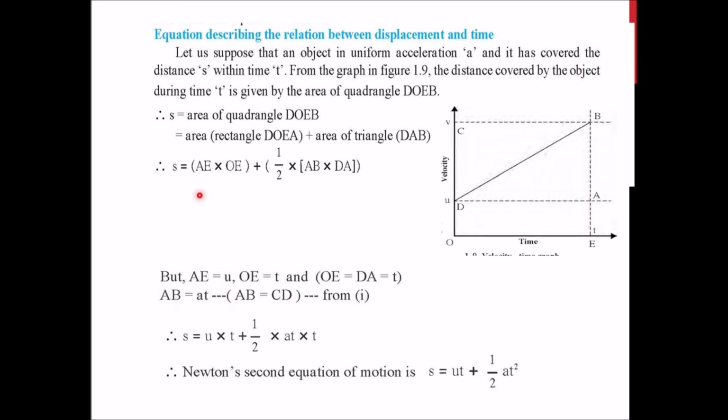Therefore, just simply substituting the values over here, you'll get U into T, plus half, and this will go over here, T square. Ultimately you will get Newton's second equation of motion: S equals UT plus half AT square. Very carefully understand this. That is the second kinematical equation, the relation between displacement and time.